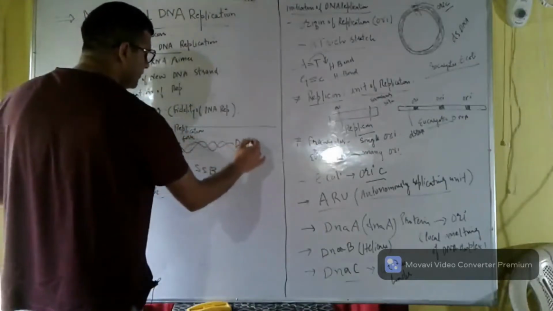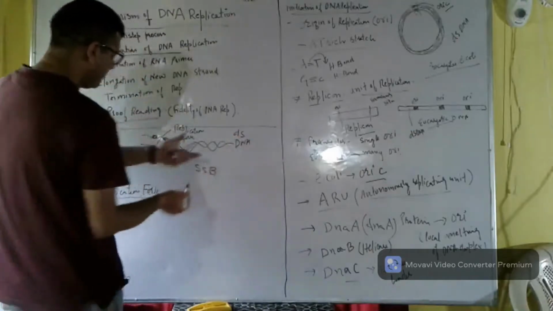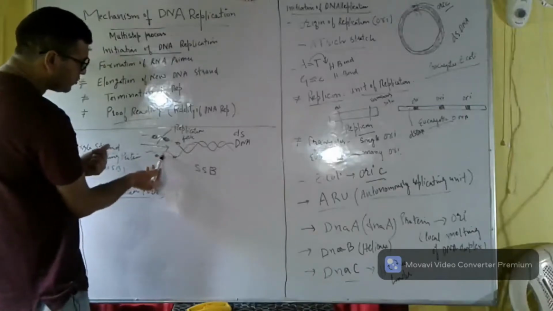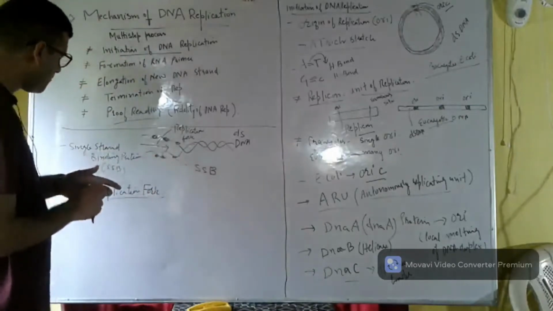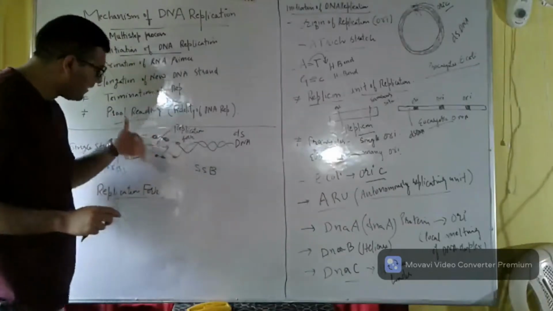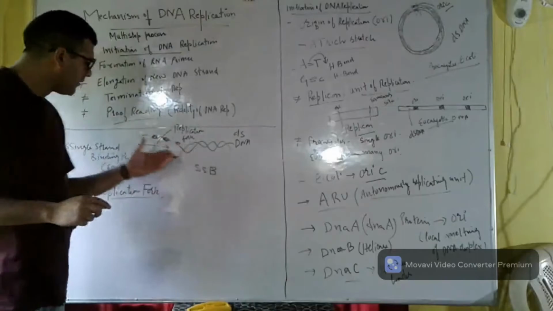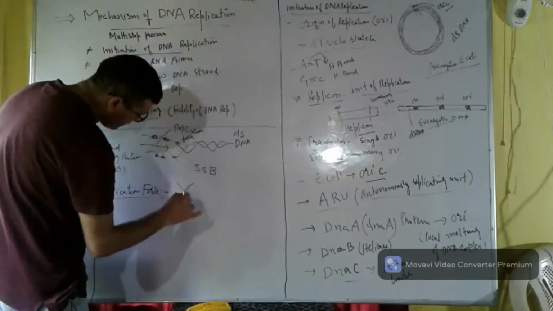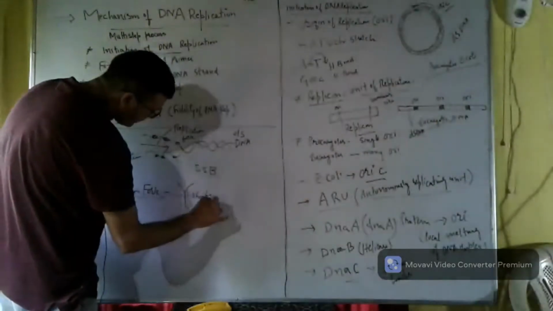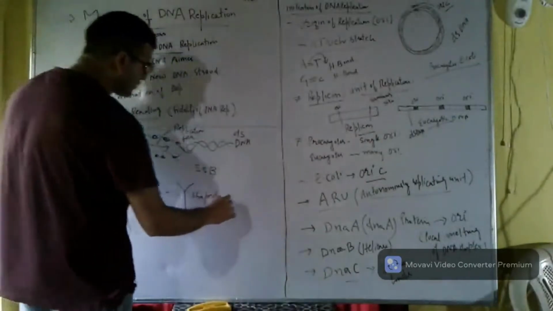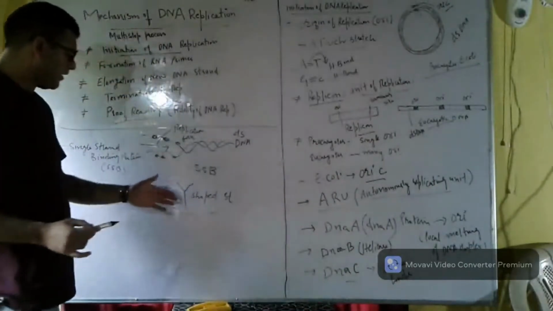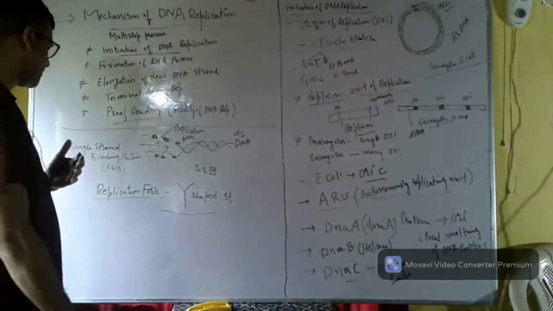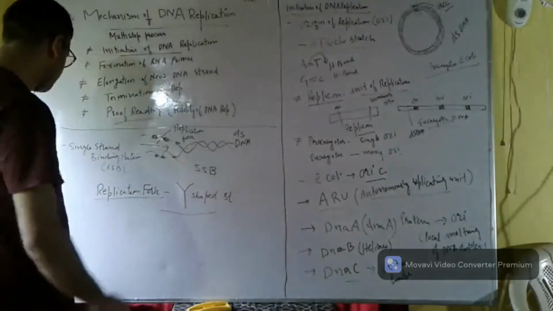This is the DNA duplex, double stranded DNA. This is the single strand binding protein attached to it. This is the replication fork. Due to the unwinding of the double stranded DNA, a Y-shaped structure is formed. This Y-shaped structure is known as the replication fork, and it is formed because of the unzipping of the two strands of the DNA.